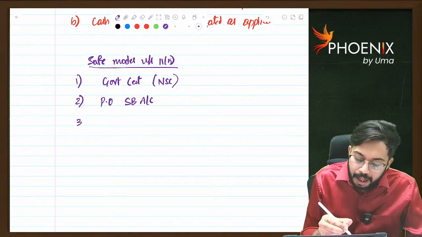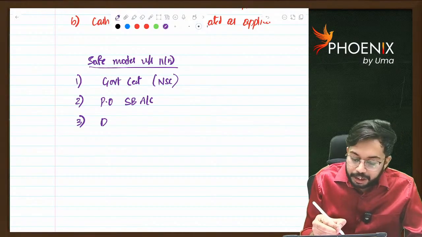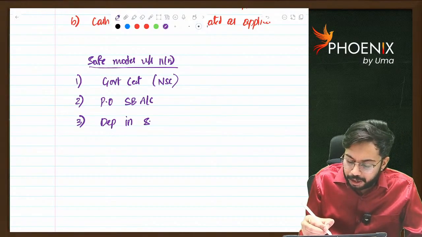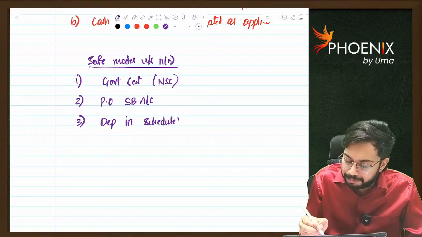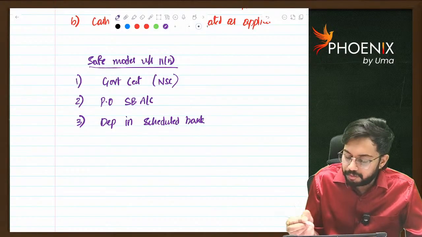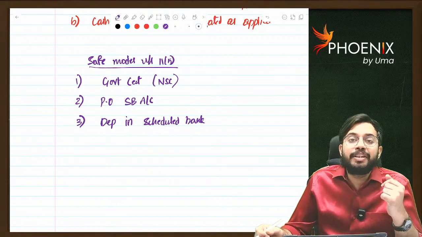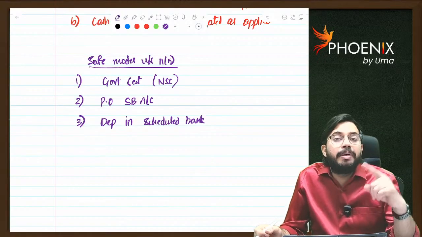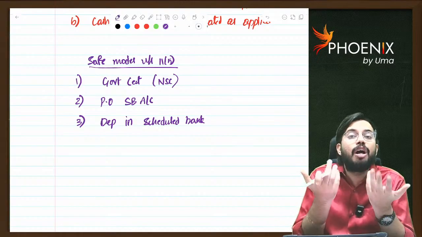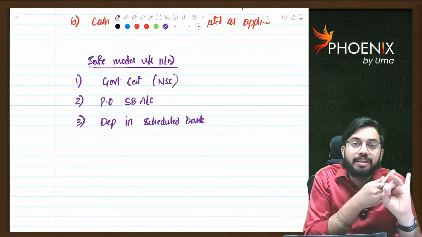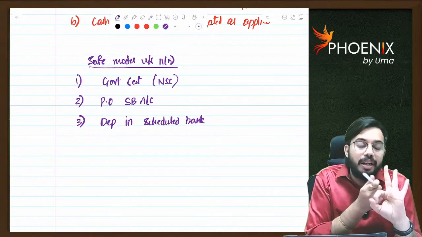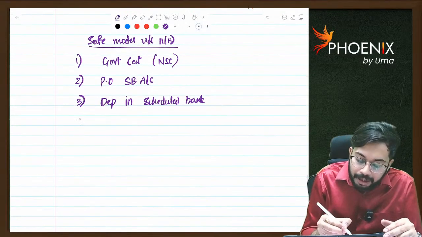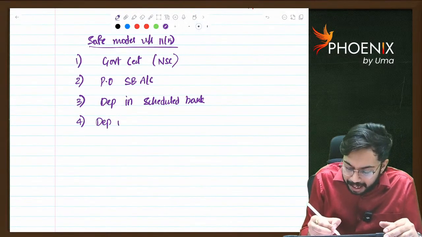Next, if you deposit your money in scheduled bank, that is also allowed. For accumulation under section 11(2), we discussed it now. Whatever the amount that is accumulated, that should be deposited in safe modes. What are those safe modes? Government securities, post office savings bank account, deposit in scheduled bank, deposit in cooperative society bank.